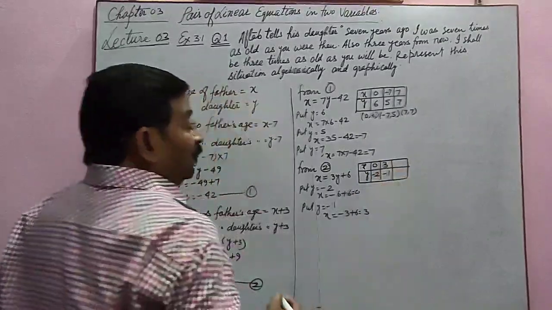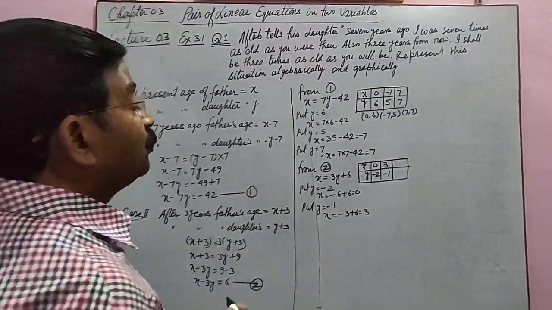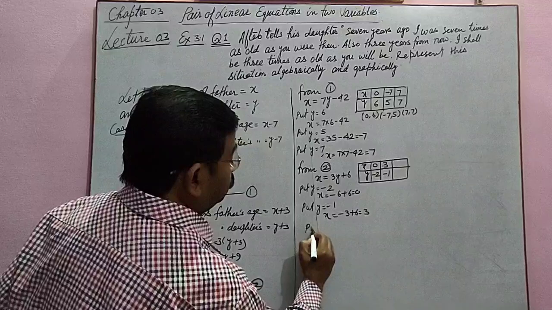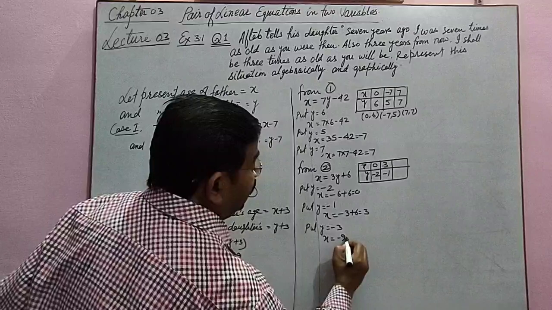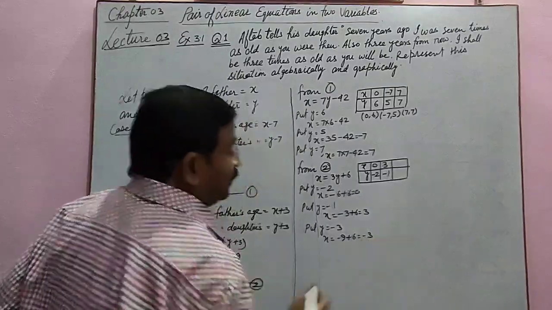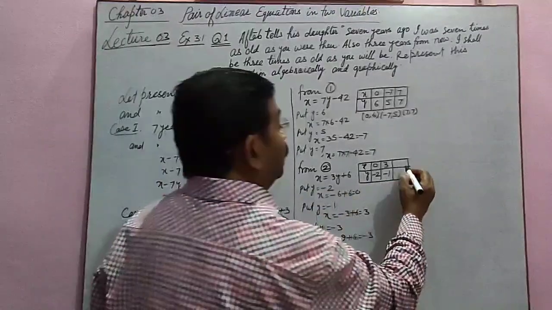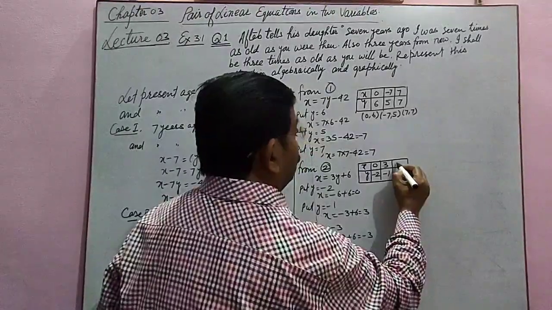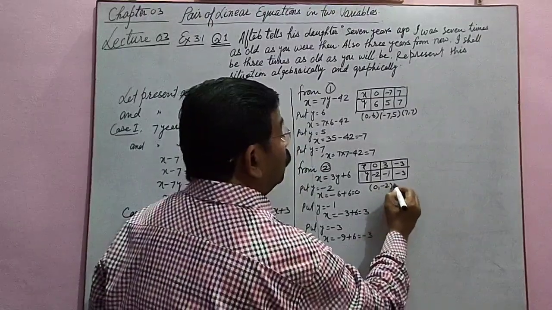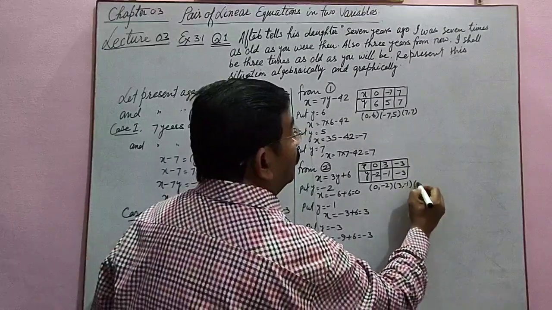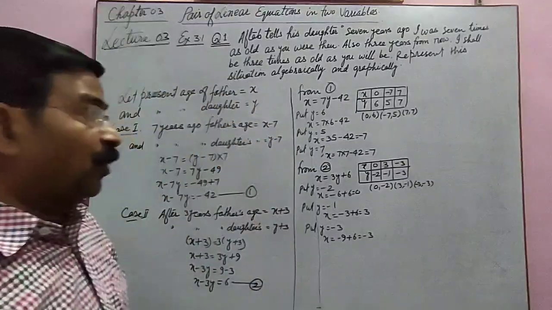Now we take y is equal to minus 3. Then x is equal to minus 9 plus 6 is equal to minus 3. So y is equal to minus 3, then x is equal to minus 3. So we have got the points 0, minus 2; 3, minus 1; and minus 3, minus 3.